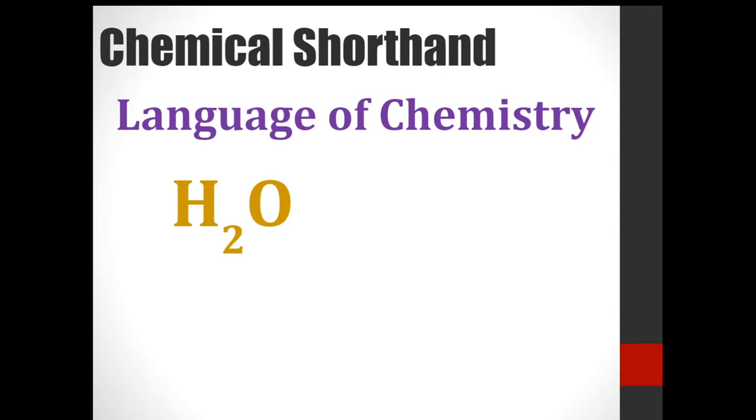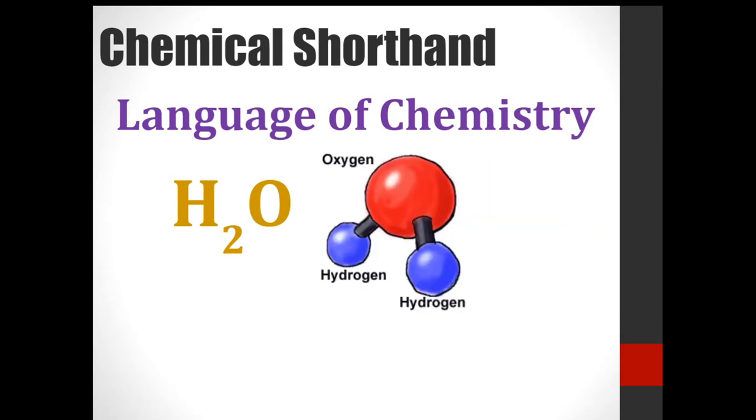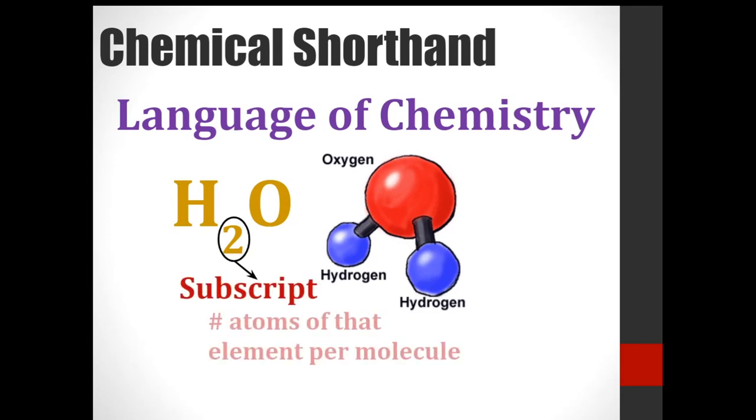Who can tell me what H2O is? Water. Yeah. Wonderful. Beautiful. Okay, now with this water, there are some things for you to interpret. First off, there's our representation, and that little 2 there is called a subscript. This tells us how many atoms of that element are there per molecule, per compound unit that we are looking at. So there are 2 hydrogens.